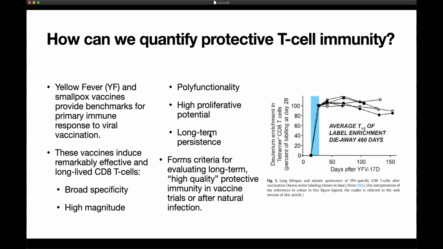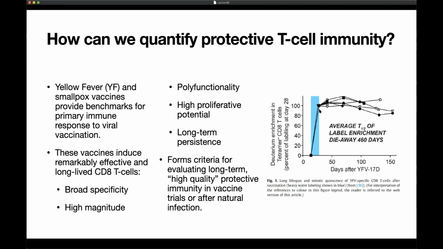and long-term persistence. So in fact, there's this chart that shows what they did: they vaccinated people with the yellow fever vaccine. They labeled T cells with a marker that decays over time, deuterium. It's a radioactive marker that you can basically estimate a half-life of. So you see how much of it is left after you've done the labeling.